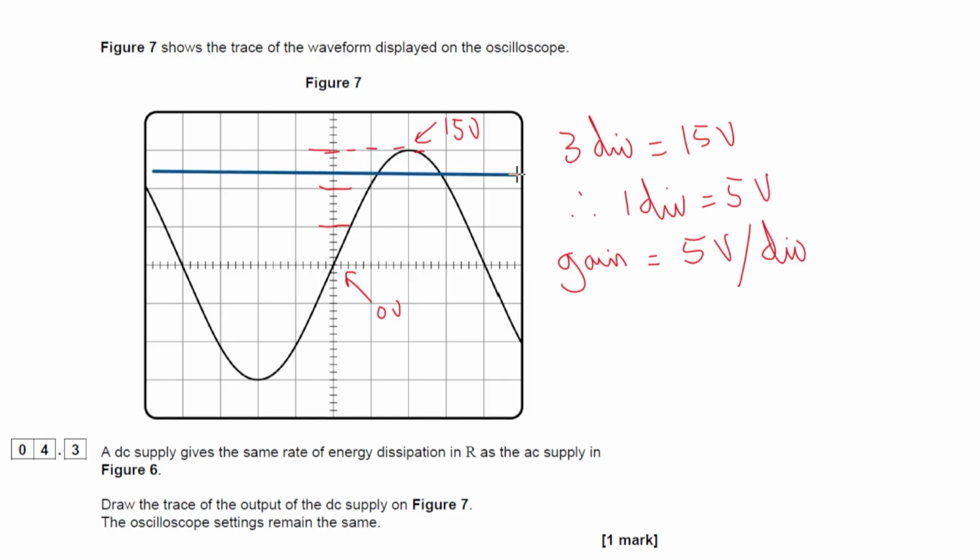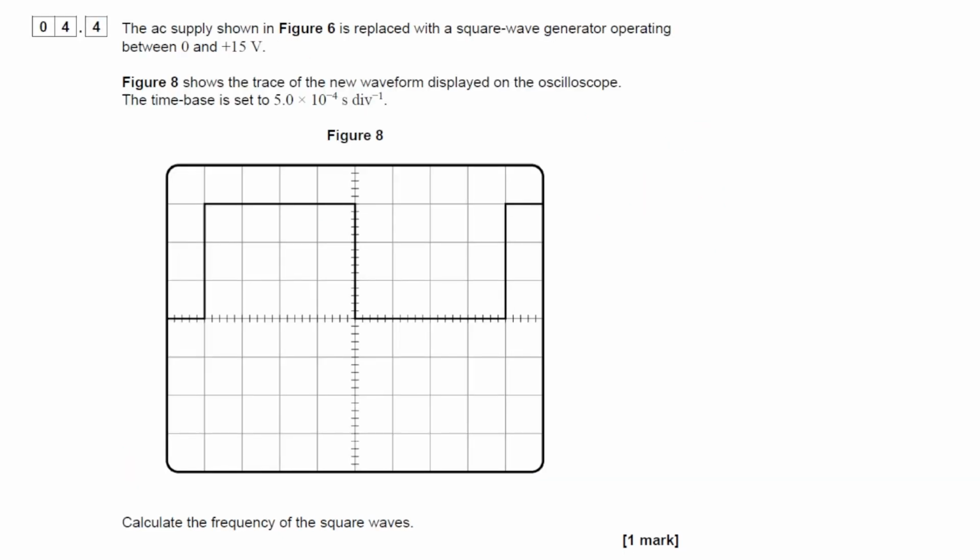4.3 asks us to show a line on the graph which has the same rate of energy dissipation as the sine wave. Well, of course, that's what the root mean square voltage is. So in other words, we need to draw a line at 10.6 volts, which is pretty hard to do on a computer screen.